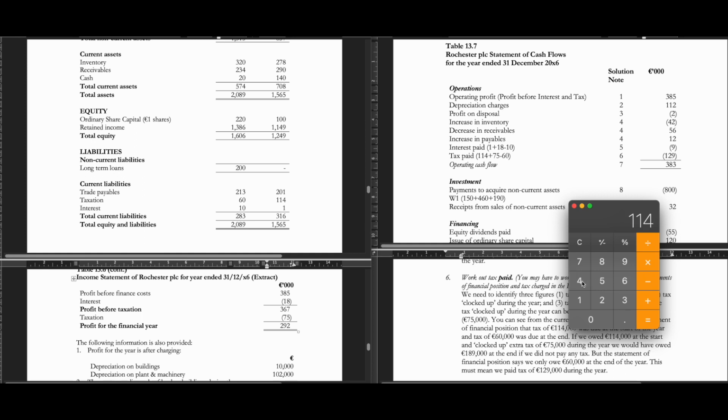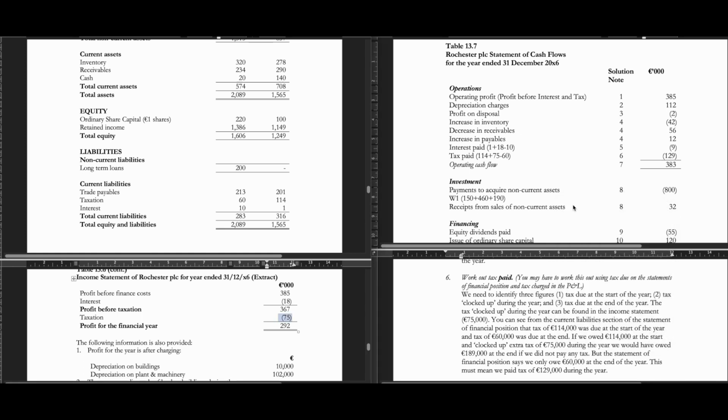We take the 114 plus, that's what we owed at the start, plus the 75. That's 189. That's what we would owe at the end of the year if we hadn't paid any tax. But we know from the balance sheet over here that we owe 60 at the end. So we mustn't have paid all that 189. So if we deduct 60 there, we get 129. That is the tax paid for the year. Okay, again, careful read through that note in the textbook if you're confused about that topic.